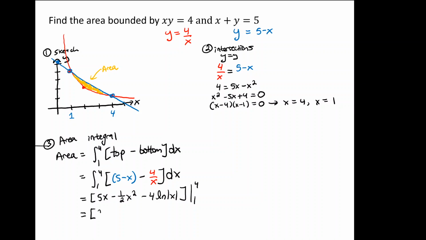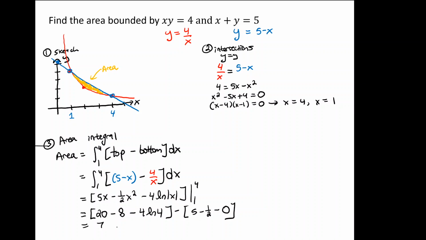5 times 4, 20, minus 1/2 of 16, so 8, minus 4 ln 4, and then minus the bottom bound. So plug in 1, 5, minus 1/2, minus 4 ln 1, which is, ln 1 is 0, minus 0. And then collect like terms, simplify. 20 minus 8, 12, 12 minus 5, 7.